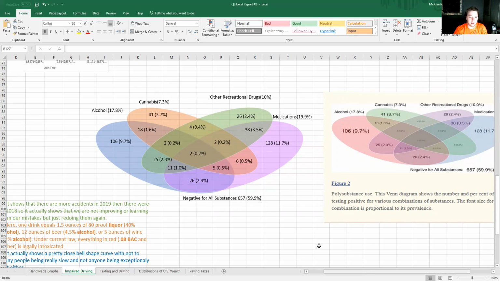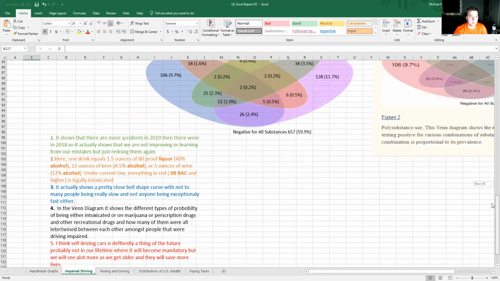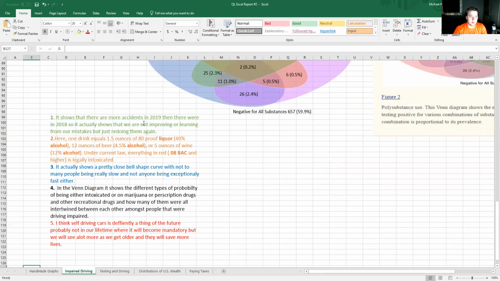And going down to our report, it shows that there were more accidents in 2019 than there were in 2018. So it actually shows that we're not improving and learning. We're not learning from our mistakes. There's a lot more accidents that have been going on, a lot more percentage-wise of accidents. Instead of fewer accidents from car safety to person awareness, we've gone up and we're having more accidents. I don't know if that's just negligence or just not caring.